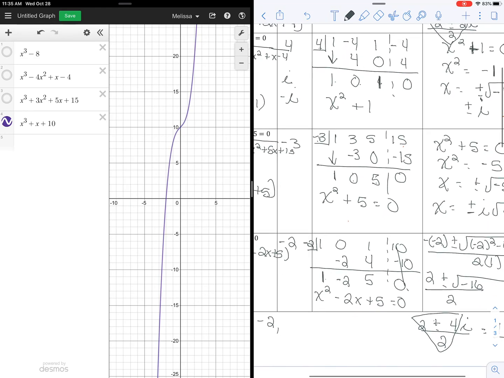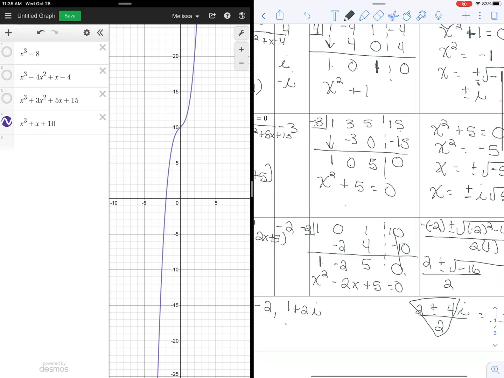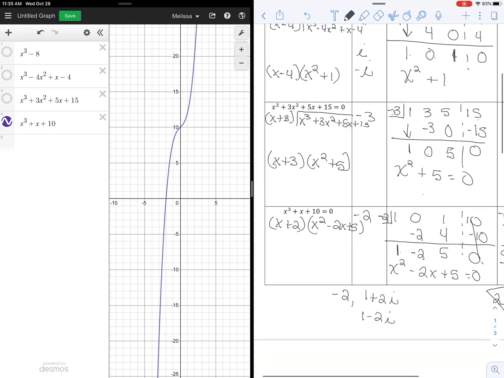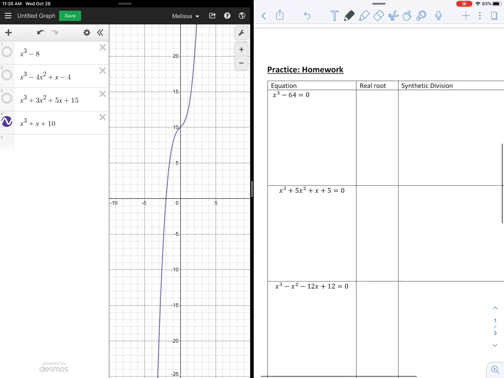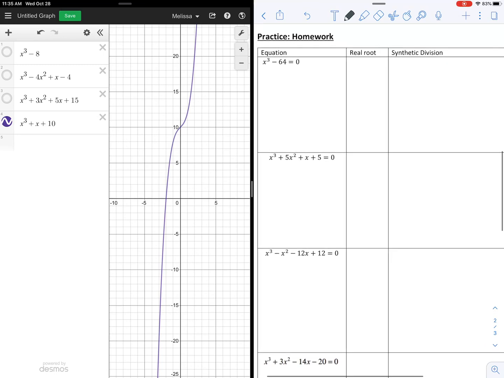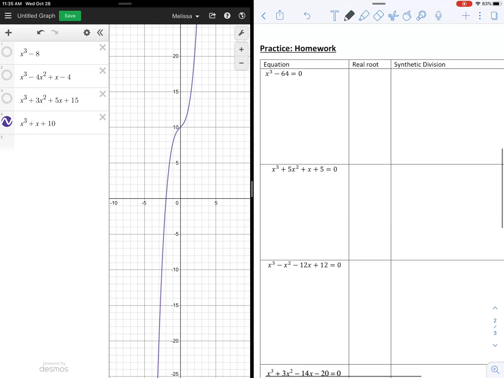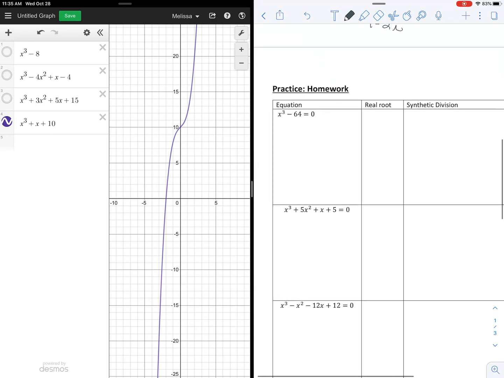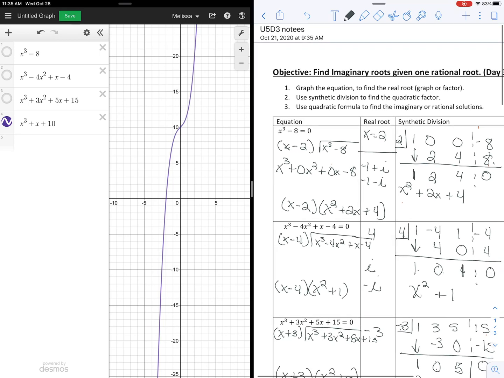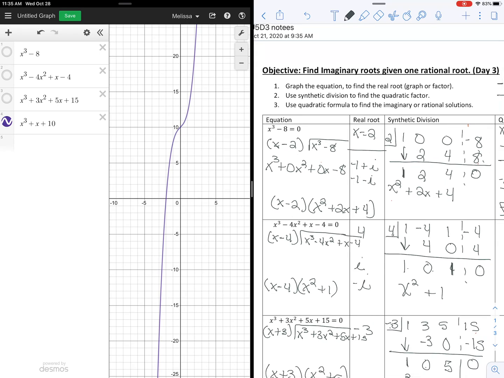So my roots are negative 2. That's my real root. My imaginary roots are 1 plus 2i and 1 minus 2i. Those are my roots, okay? So on the next page is practice, it's homework, and the answers for this will be in your Google Drive.